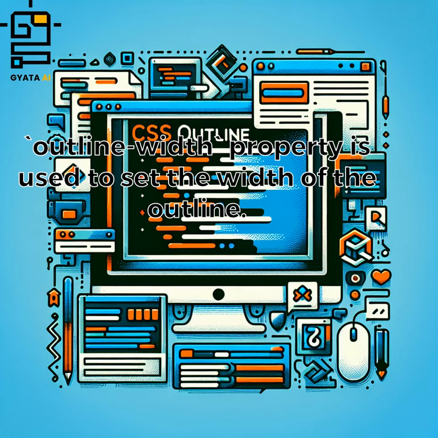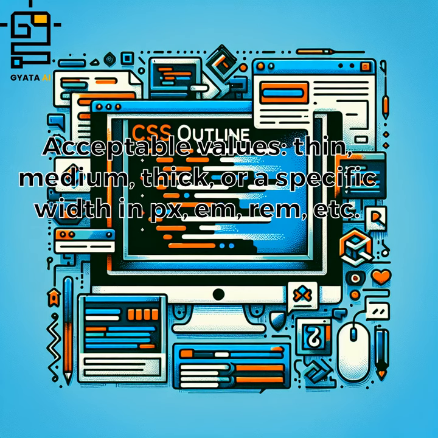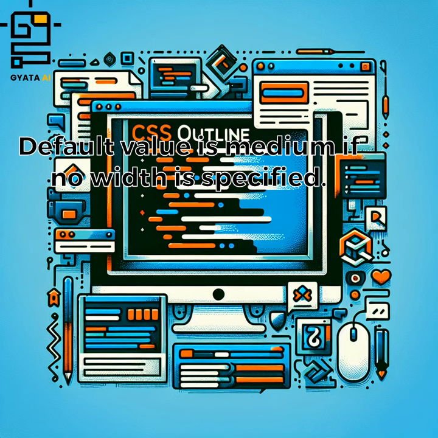Outline width. The outline width property is used to set the width of the outline. Acceptable values: thin, medium, thick, or a specific width in px, em, rem, etc. The default value is medium if no width is specified.